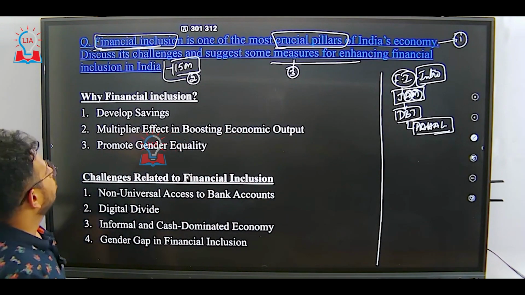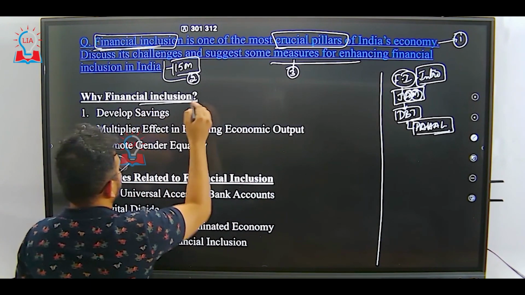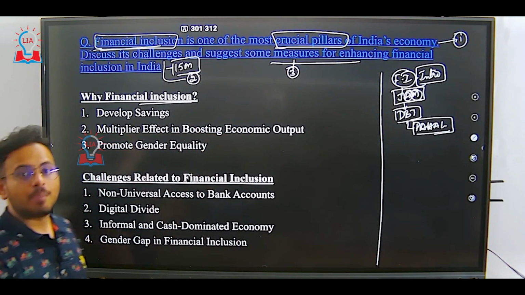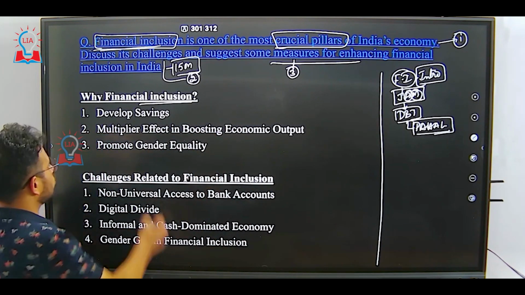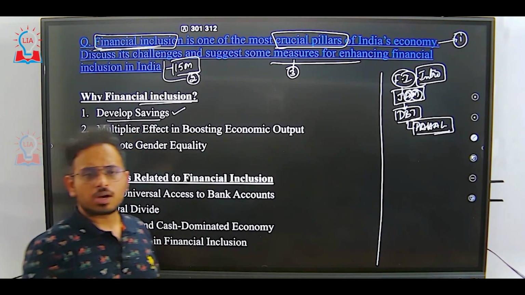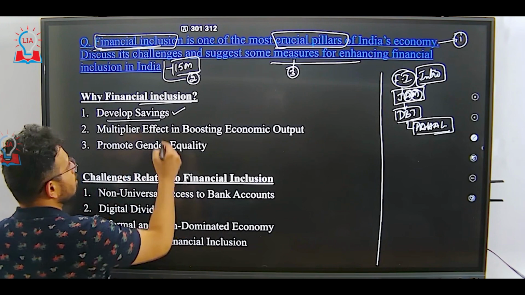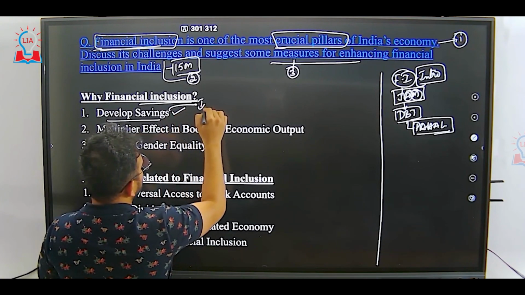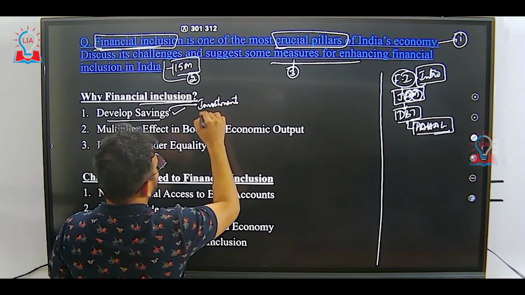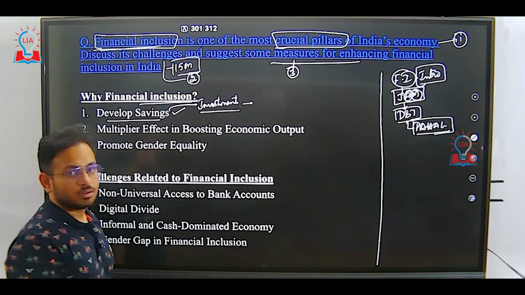Clear? Now, why is financial inclusion important? If you look at all these things, one thing that happened because of financial inclusion was that it started developing savings. You might ask, what happens when you start having more savings? The day you start having more savings, you will start investing more. So more savings will give rise to higher investment.